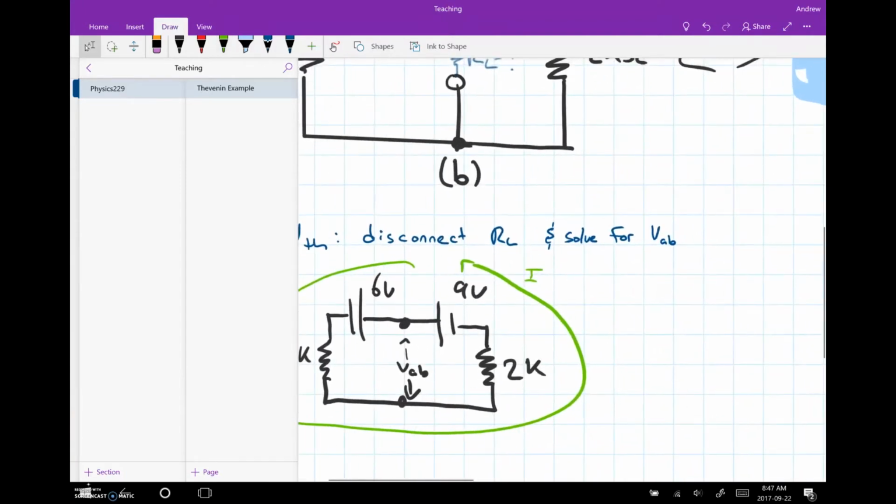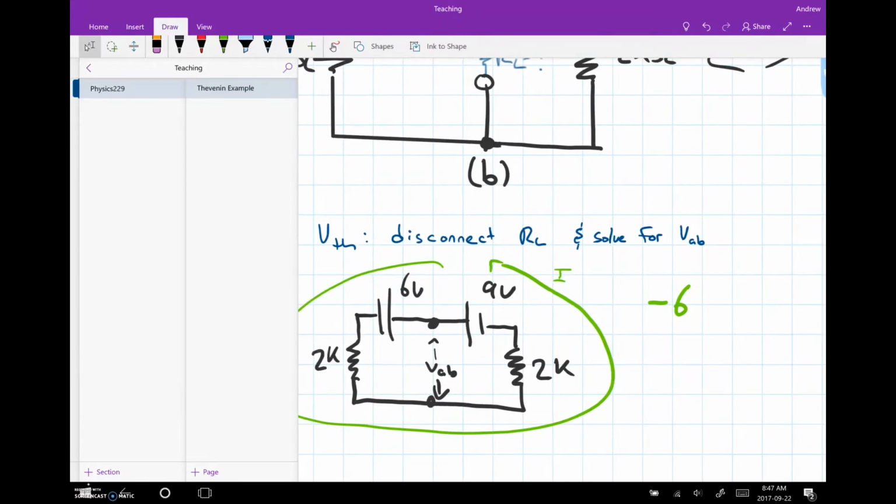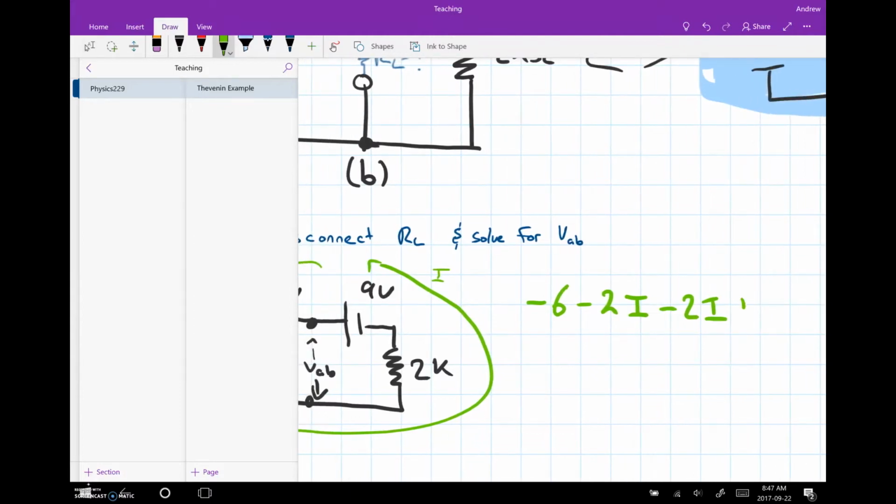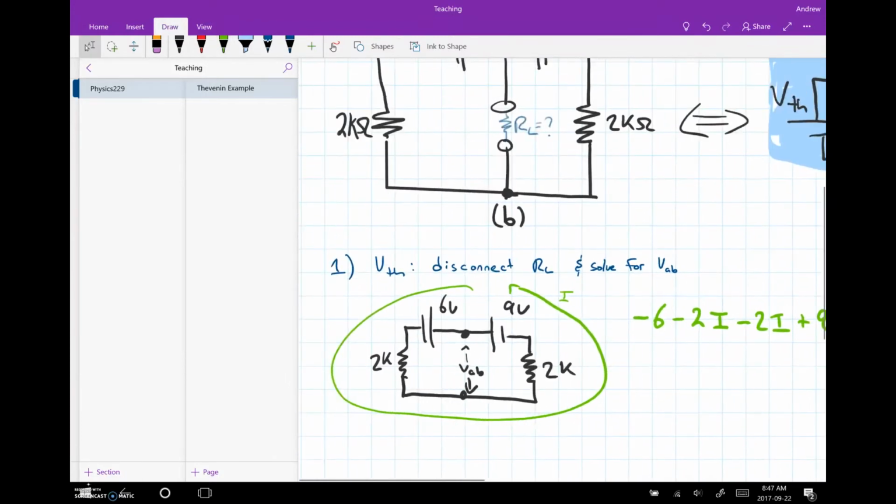And let's just apply it. So we're going around here. We go through the 6 volt battery backwards, so we get -6. We'll drop units again. We're going along the correct direction for the current across the resistor, so we get -2I. Again, we'll work in kilo ohms and milliamps, so I is going to be in milliamps. Minus another 2I from the second resistor here. Now we're going in the right direction for the battery, +9 equals 0.